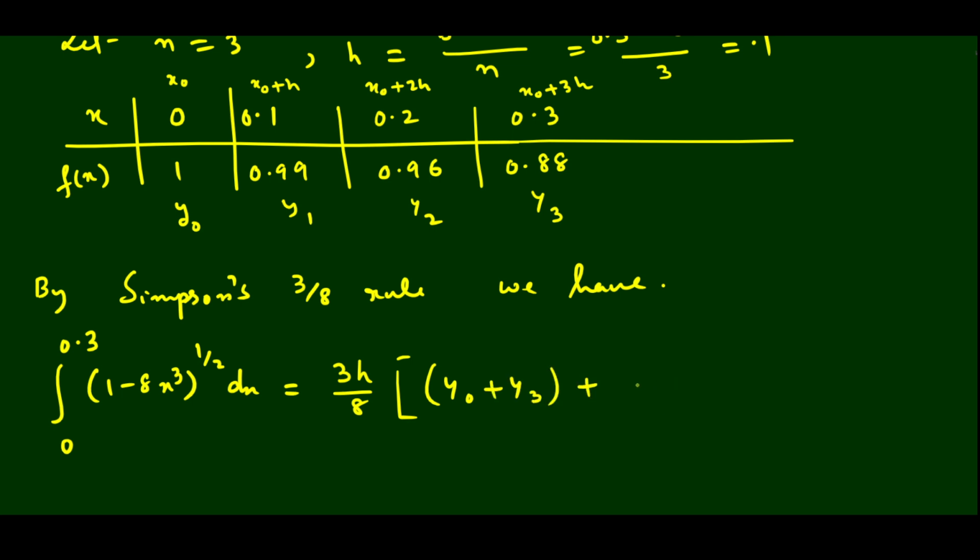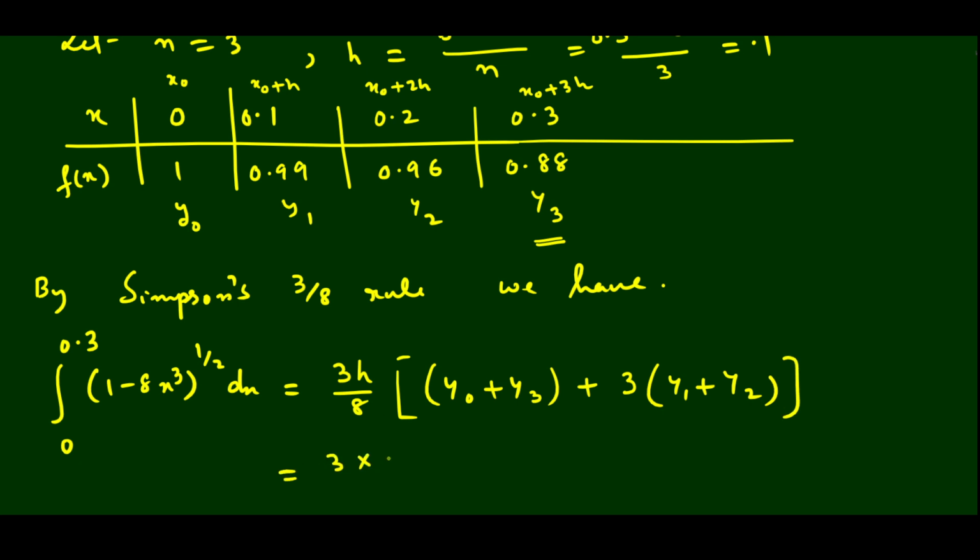Then 2 into even term, right? Not even term, 2 into multiples of 3. But see, multiple of 3 has only one term, and that we have already written. So that will not come here. 2 into multiple of 3 term will not come here. So other terms will come. Other terms means 3 into other terms. So y1 plus y2.